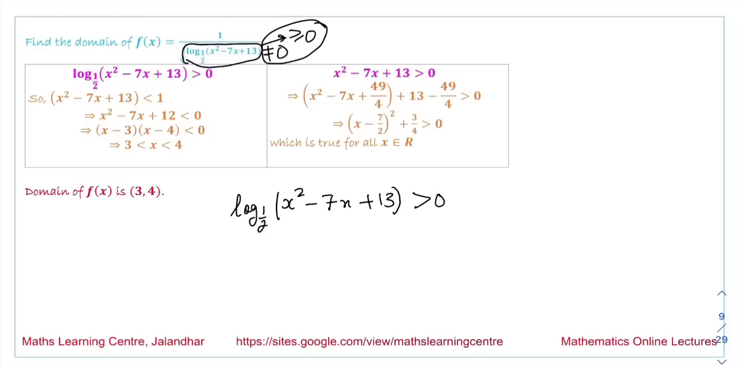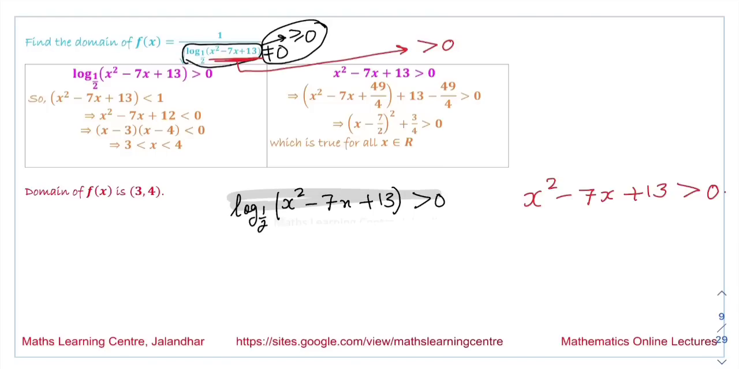greater than 0. Now the next condition we have is that this term which is inside the log should be greater than 0, because log is not defined for negative values, or we are saying for non-positive values. So the value of x² − 7x + 13 should also be greater than 0. When we look at this value, the log is greater than 0, and this is only possible when the value of x² − 7x + 13 is less than 1.